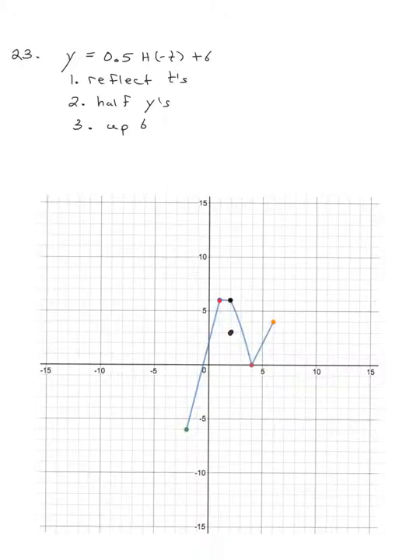All right, this point here, if I reflect the t, I go to negative 1. If I take half of the y value, it goes from 6 down to 3. And then if I go up 6 places, it goes from 3 to 9. So that's negative 1, 9. This reflects to negative 2. I take half of 6 and I go to 3. I add 6 to 3 and I get 9.